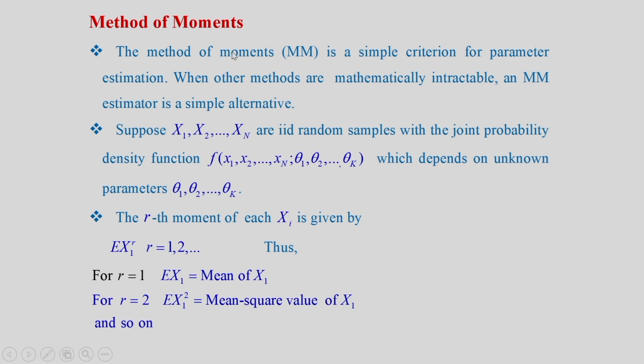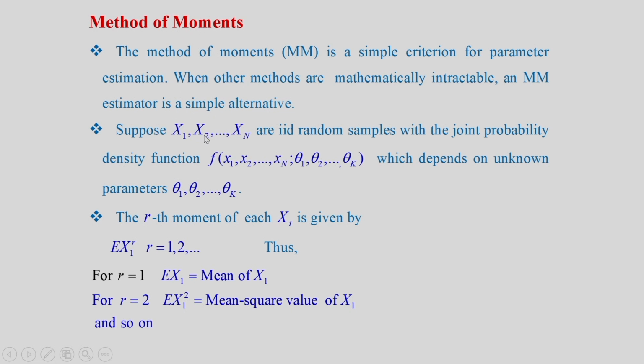The method of moments, abbreviated as MM, is a simple criterion for parameter estimation. It is the simplest criterion. When other methods are mathematically intractable, an MM estimator is a simple alternative. First, we will discuss what are moments.